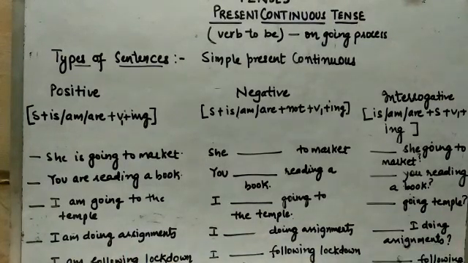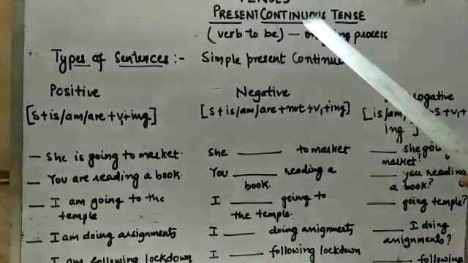I am following the lockdown rules. I am not following the lockdown rules. There's a question: Am I following the lockdown rules? What do you say? Are you following them? I hope you are. So this is all about present continuous tense.